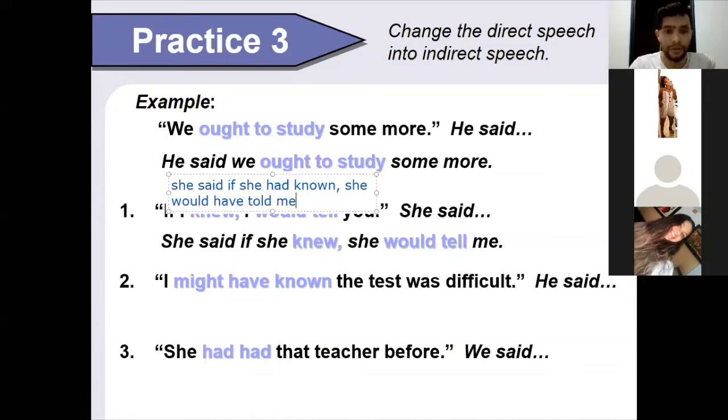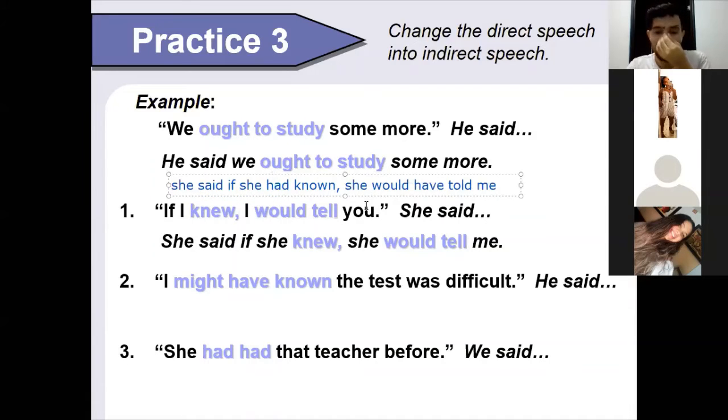This is also another version of it, right? You can also use it with the past model this way. She said if she had known, she would have told me. Also possible, but you can also use this version. So you can use the version you prefer, all right? It's not necessary. Actually, the grammatically correct version, or the version that you are going to be assessed or evaluated in the final term, or even in the platform, is going to be this one that we have right here, all right?